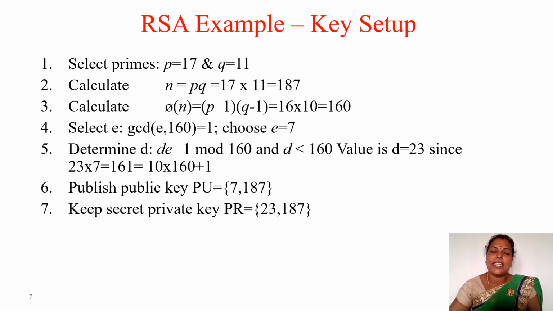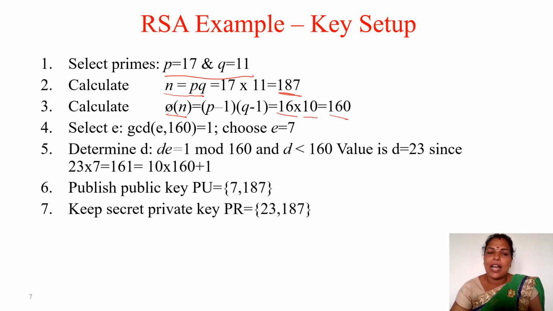So here we are selecting two prime numbers, that is P equal to 17 and Q equal to 11. Then we are computing n equal to P into Q, that is 17 into 11 equal to 187. Then we are computing φ(n), that is P minus 1, 17 minus 1 equal to 16, and Q minus 1, 11 minus 1 equal to 10, so that we get φ(n) value as 160.